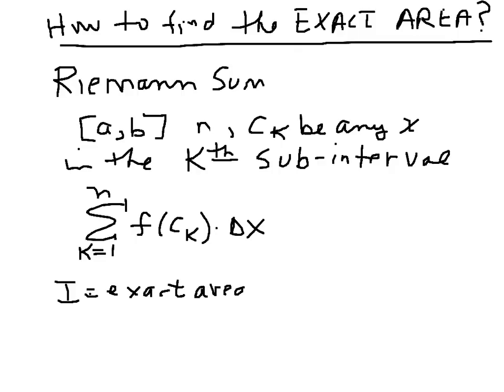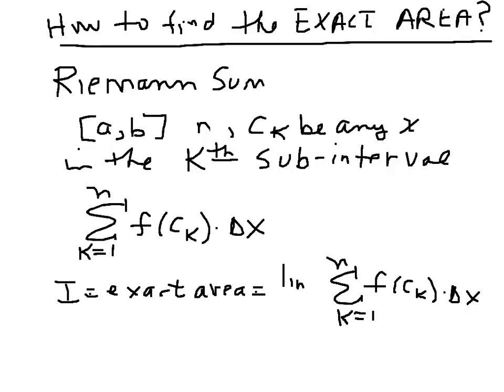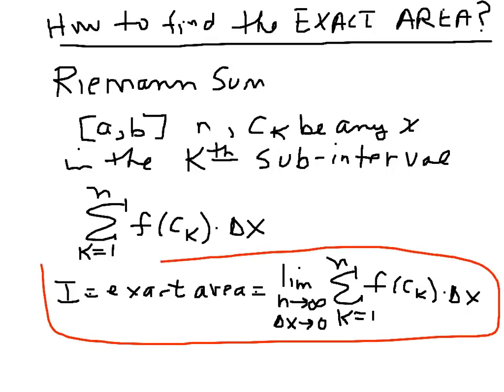The exact area is equal to this same expression, the sum as k goes from 1 to n of f of c sub k times delta x. But what we do now is what we've been talking about all along: we take the limit as n approaches infinity, which is really the same as the limit as delta x approaches 0. This is the big idea. This is what gives us an exact area under a curve, and it's all about our old friend, the limit.